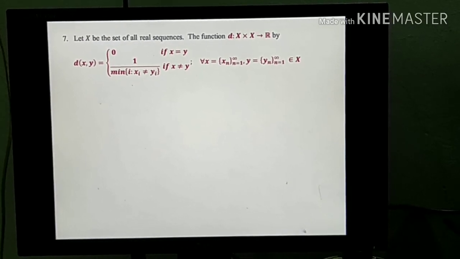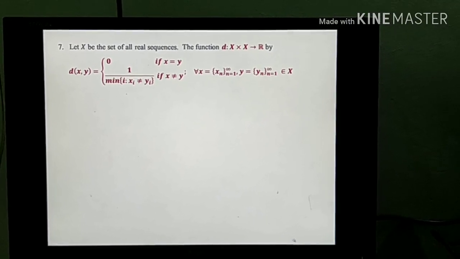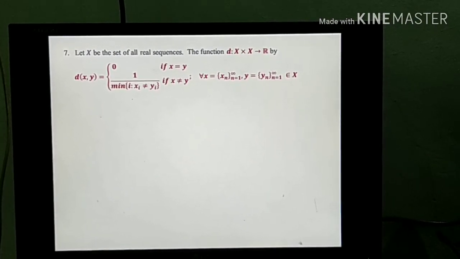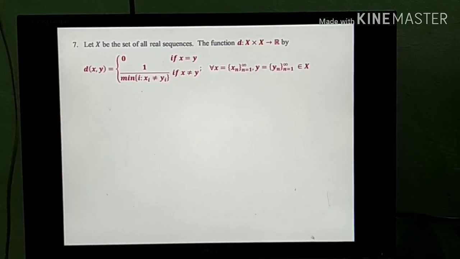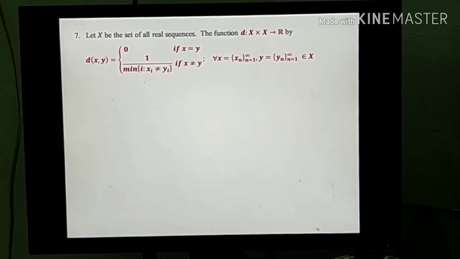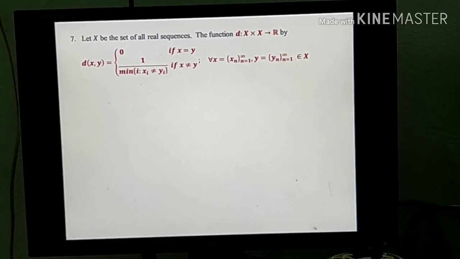Then see, as the minimum of i such that xi is different from yi is always positive, its reciprocal is always positive, and therefore dxy is always non-negative, or greater than or equal to 0. The first property will be satisfied by D very trivially.